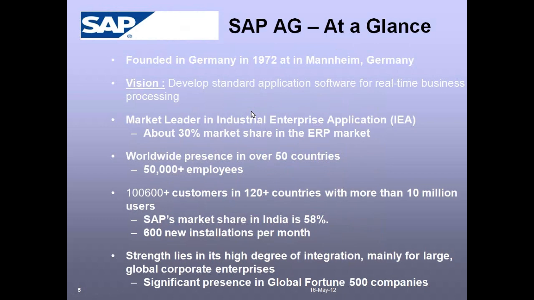As you know, SAP is a product of the SAP AG company. AG stands for limited in the German language. It was founded by 5 German engineers who used to work at IBM in the 1970s, in 1971 to be exact. They established this company in 1971 in a place called Mannheim, and their initial vision was to develop a standard application software for real-time business processing.